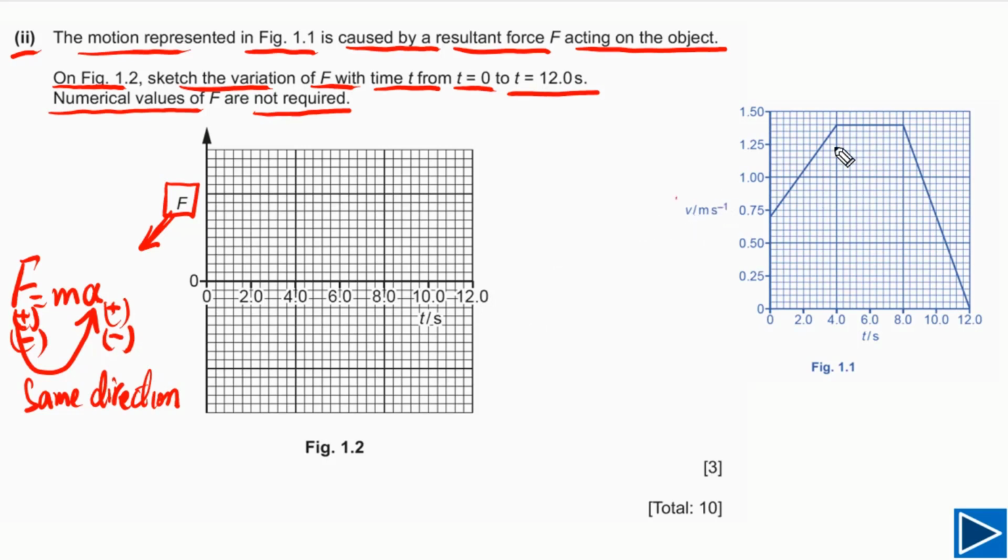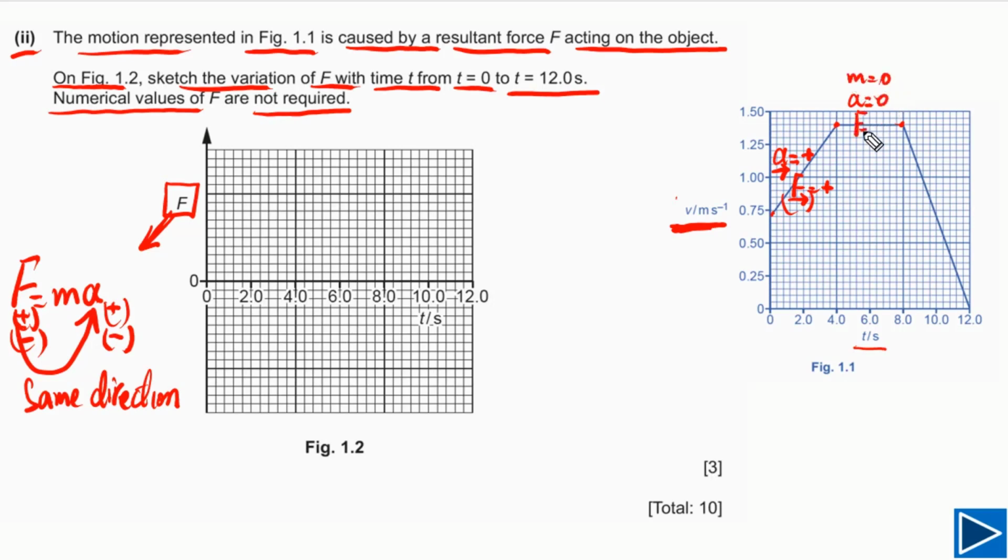Now let's try to find out when acceleration is constant, when acceleration is positive, when acceleration is negative, and when acceleration is zero. If we look at this velocity versus time graph, velocity is on the y-axis and time is on the x-axis. We need to find the gradient. From this point to this point, the gradient is constant and positive. So it means that acceleration is constant and positive. So we can also say in this case the force, the resultant force, is positive and constant. If we look at the second part, we can find that acceleration is zero because the gradient of this line is zero.